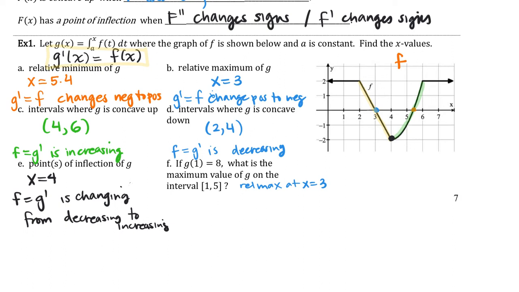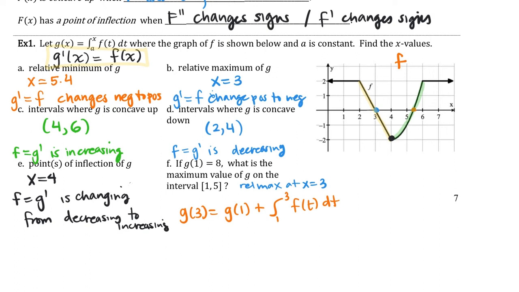Okay, so there's a relative maximum at x equals 3. So I'm going to figure out what G of 3 is equal to because they want the actual value. How am I going to figure out what G of 3 is? All they gave me was G of 1. Okay, I'm going to use an accumulation function. I know what G of 1 is. And then I want the change from 1 to 3 of G prime, which is f of t dt.